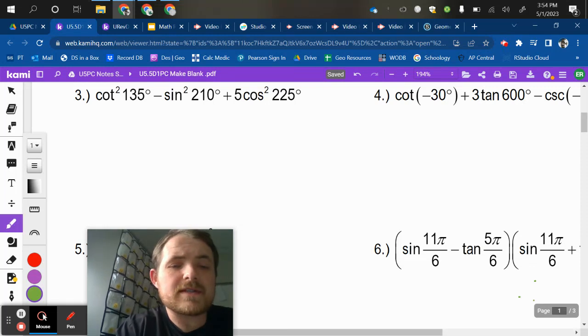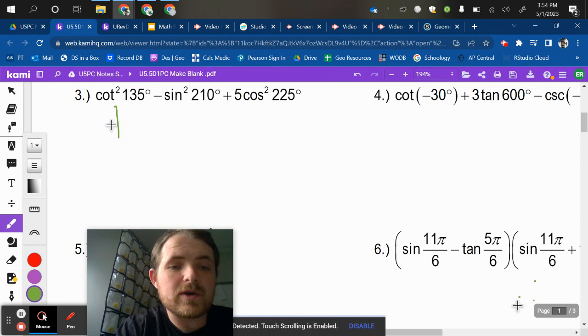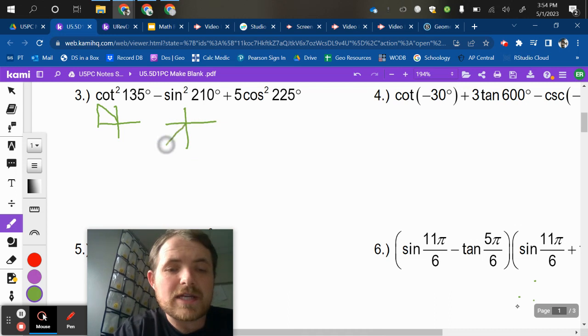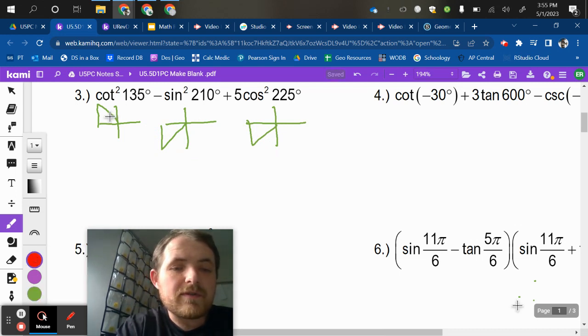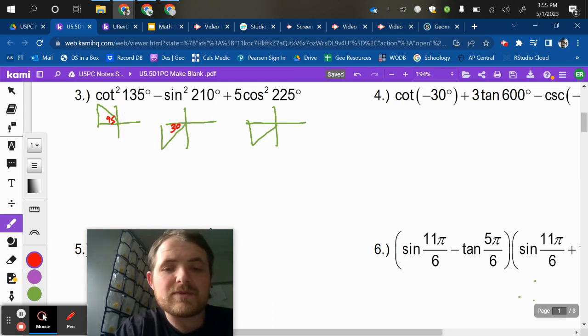The point of this question is to see if you can simplify the situation. So for cotangent squared of 135, you need 135 degrees in that quadrant. For sine of 210, you need 210 degrees, putting you in that quadrant. And for 225, you've got to be in the third quadrant as well. So my reference angle for the 135 is 45 degrees, because it's 45 away from 180. 210 is 30 degrees past 180, and 225 is 45 degrees past 180.